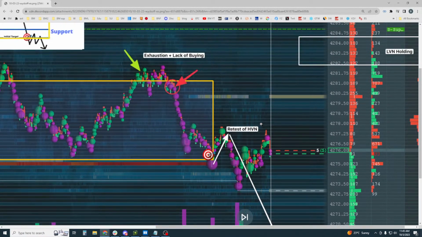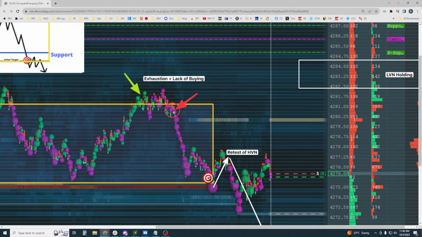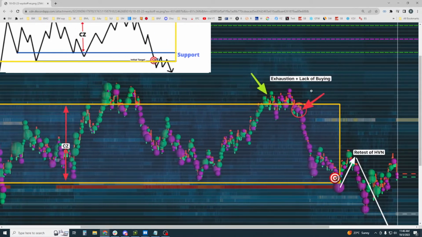Yeah, this is very, very clear, very, very clean. Low volume node, holding. So this is the trap, and then this is where the sellers take control. Exactly what we're talking about. And look at the order flow in here too. Move up, sellers move up, no buyers, or not many.